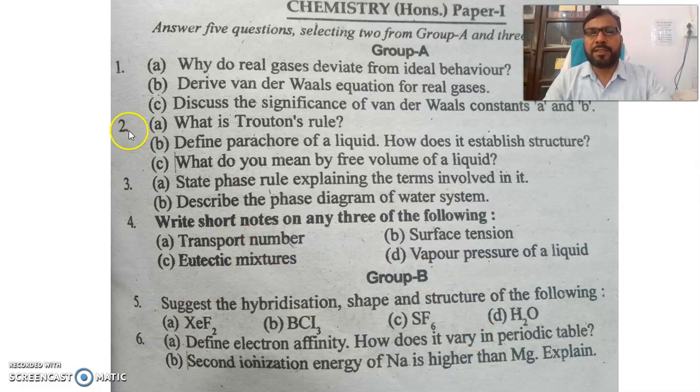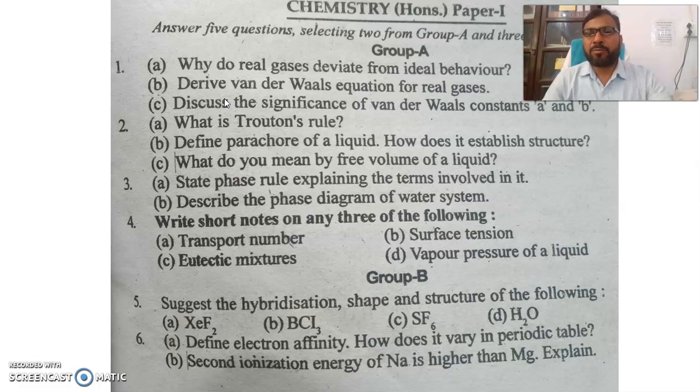You can see here: answer 5 questions, selecting 2 from group A and 3 from group B. It means you have to answer a total of 5 questions in paper 1. Group A is physical chemistry, and group B is inorganic chemistry in paper 1.